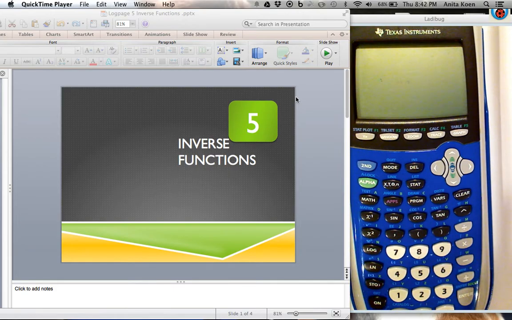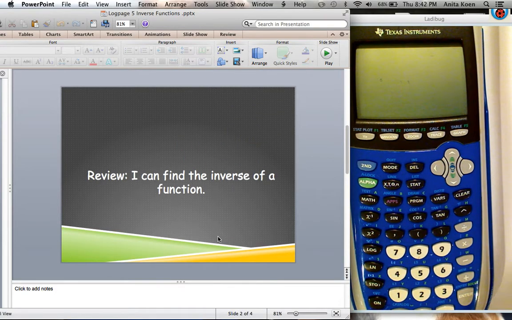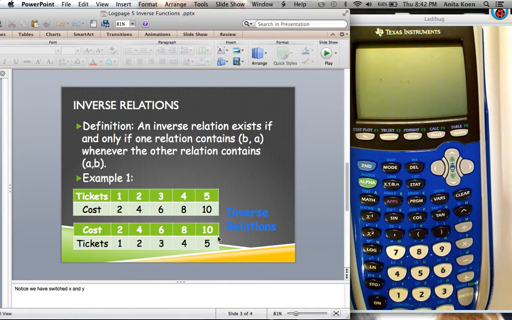This lesson is on inverse functions. This is a review learning target that you should have looked at in Algebra 2. I can find the inverse of a function. So we want to look at the definition of what inverse relations are.